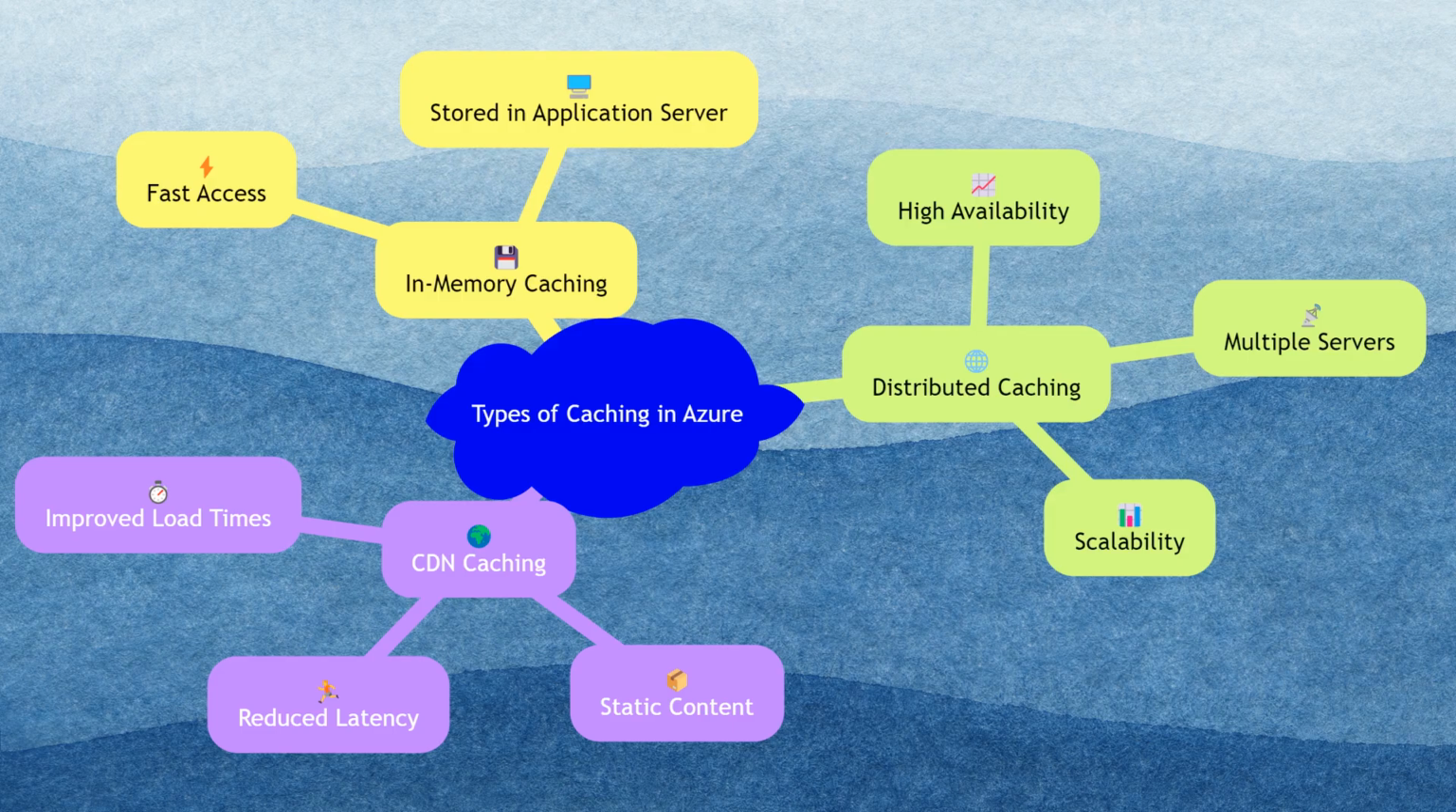There are several types of caching that can be implemented in Azure solutions. These include in-memory caching, distributed caching, and content delivery network (CDN) caching. In-memory caching stores data in the memory of the application server, providing extremely fast access. Distributed caching involves storing data across multiple servers, ensuring high availability and scalability. CDN caching stores static content closer to the end users, reducing latency and improving load times.